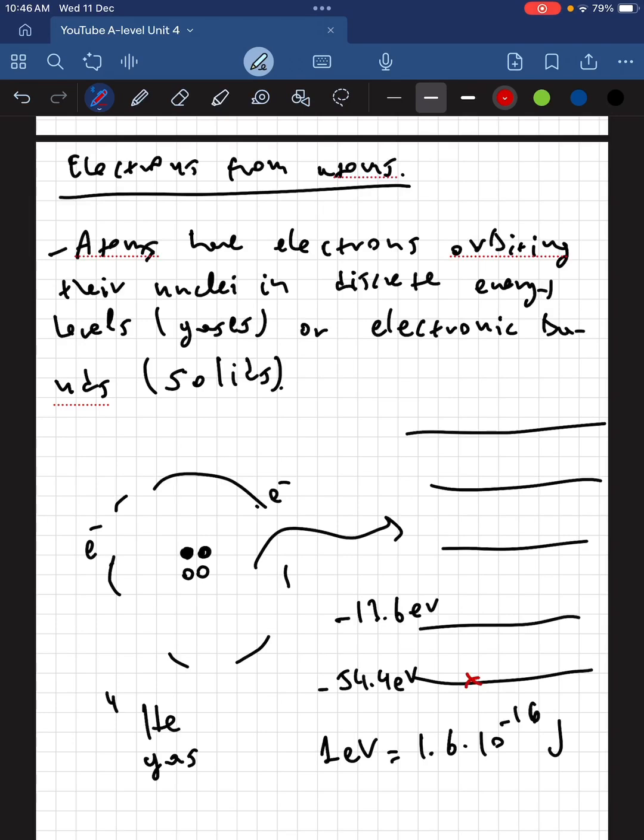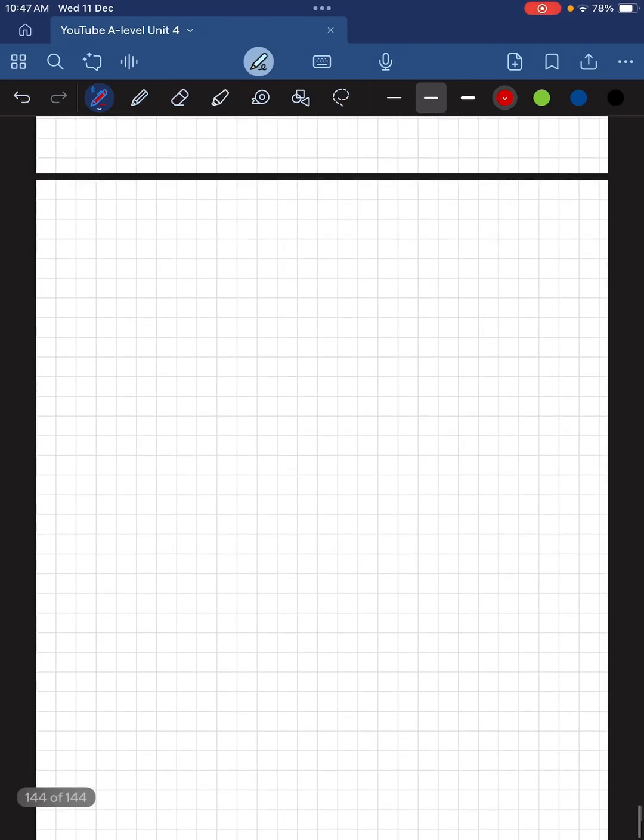So if you have an electron, it can jump to an excited level and come back. And if you give it enough energy, how much energy? An energy equal to 54.4 electron volts, it can actually escape. So the electron escapes the atom. So you need a large amount of energy usually to make the electron escape.